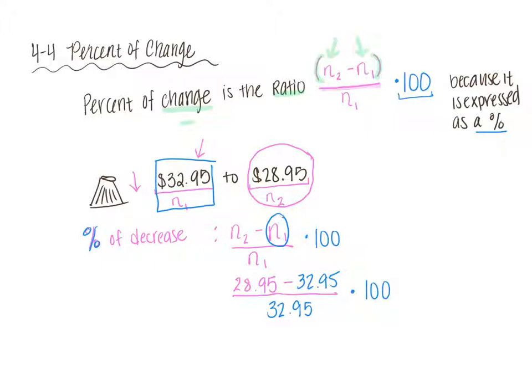Hopefully, you can recognize pretty quickly that $28.95 minus $32.95 is going to be 4. But because my 32 is bigger, it's going to be a negative 4. Whoa! All right, negative 4 divided by $32.95. And this whole thing times 100. Remember, you got to solve this part first before multiplying by 100.